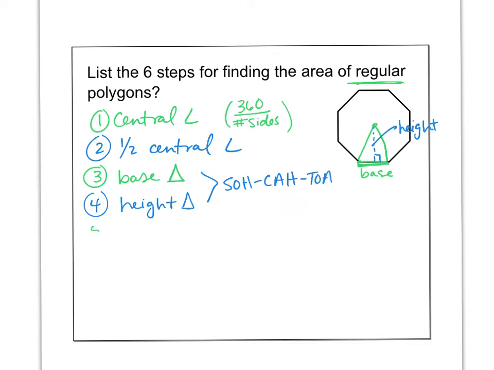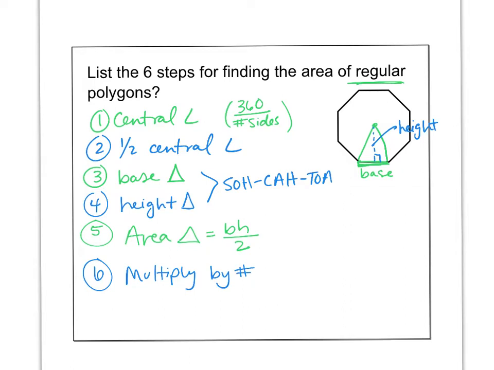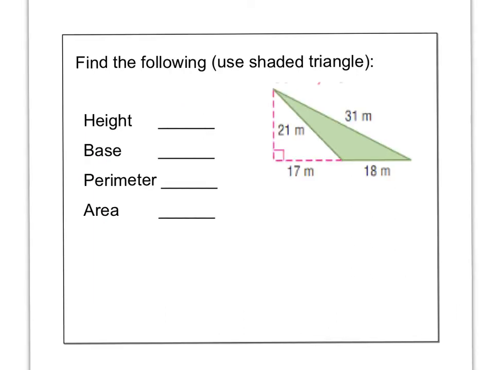All right, step 5 is once you know the base and the height of your triangle, you find the area of the triangle, which is base times height divided by 2. And then lastly, step 6, once you know the area of one triangle, you multiply that answer by the number of sides. That would give you the total area of your polygon. So let's get started reviewing.